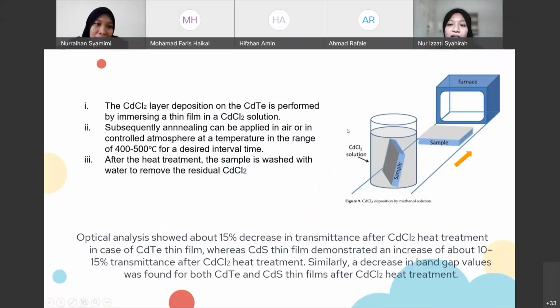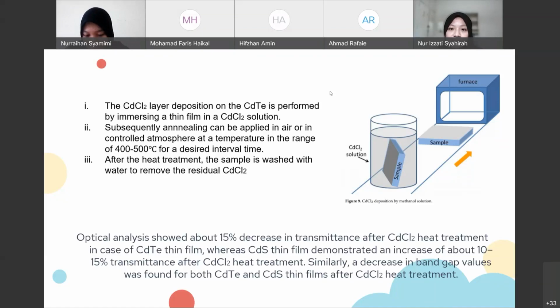Generally, the cadmium chloride layer deposition on the cadmium telluride is formed by immersing a thin film in a cadmium chloride solution. Subsequently, annealing can be applied in air or in a controlled atmosphere at a temperature in the range of 400 to 500 degrees Celsius for the desired time interval. Lastly, after the heat treatment, the sample is washed with water to remove the residue of the cadmium chloride.